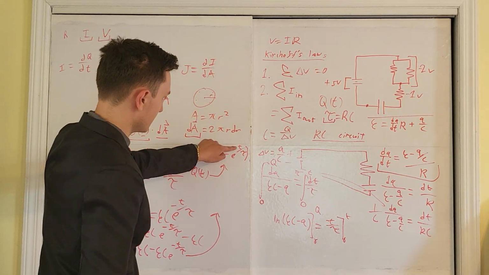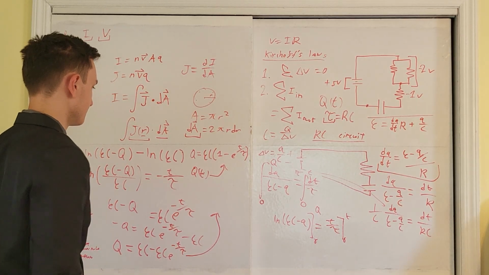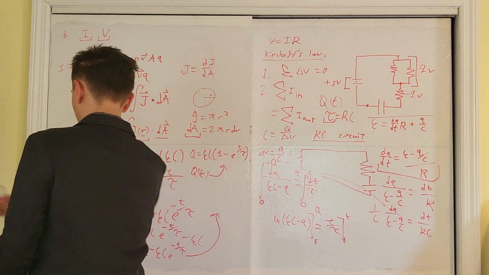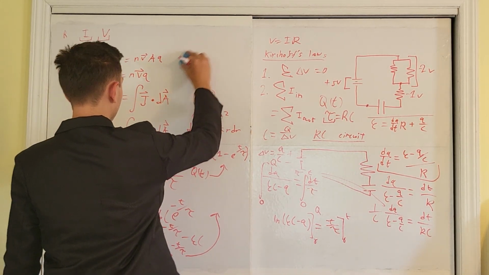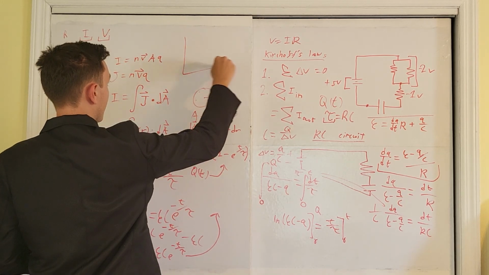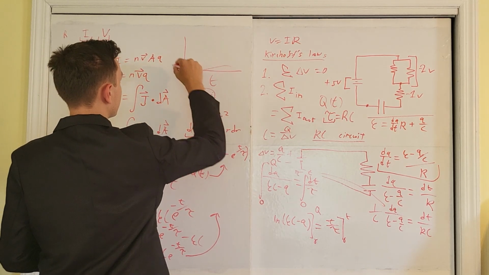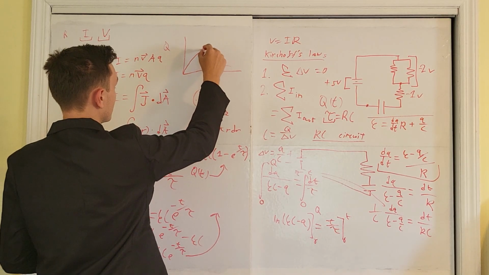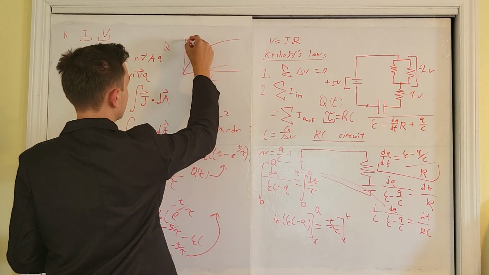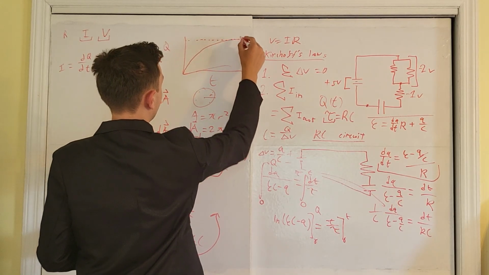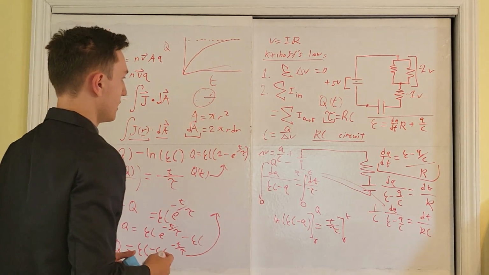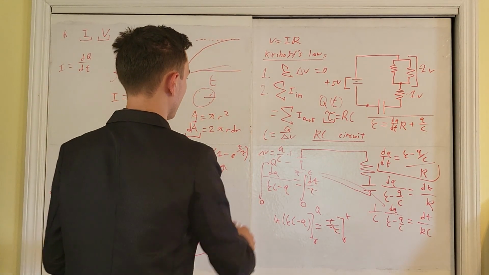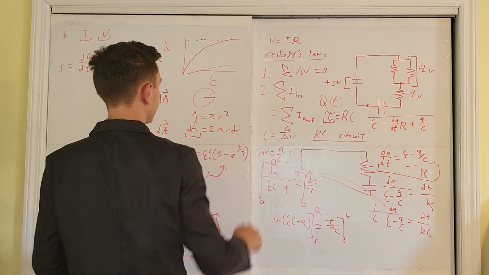And time is present right above my e. So if I were to graph this to demonstrate how it looks, if I have time on my x-axis, charge on the capacitor on my y, the charge on the capacitor would grow like this and then asymptote towards a maximum value that can be stored on the capacitor, which would be given by your equation right here. Okay?